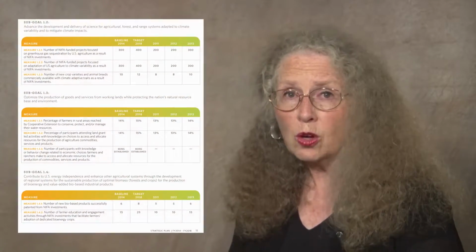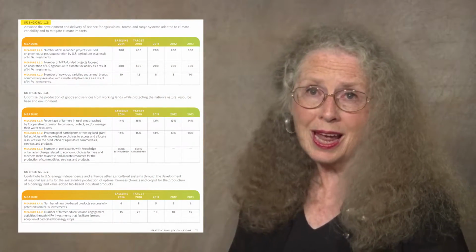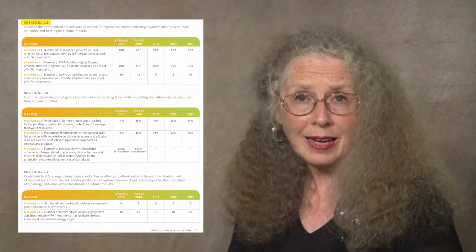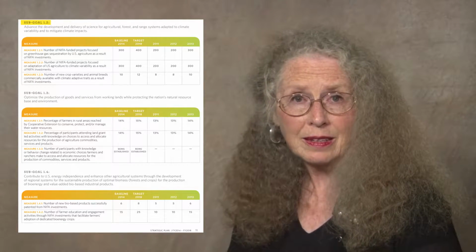A number of key documents are mentioned in the RFA, including the USDA Strategic Goals and the National Institute of Food and Agriculture Strategic Plan. The specific strategic goals with which the USDA SBIR program are aligned are clearly identified.